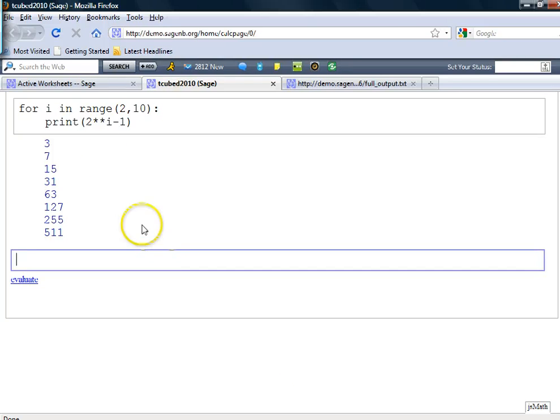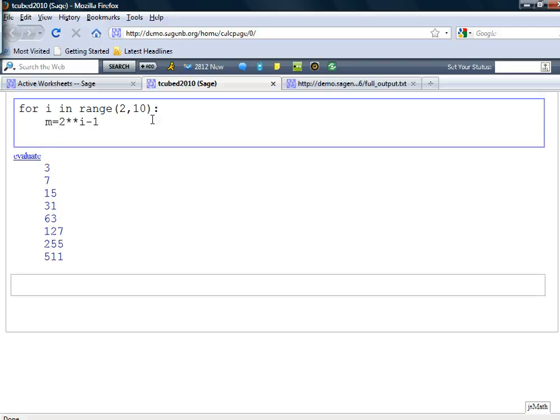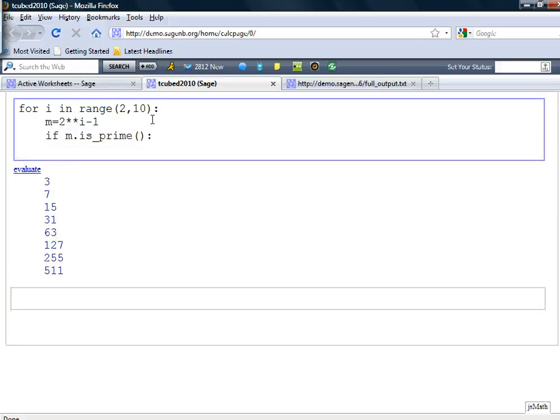How about if I say, instead, let's say m equals that, and then I ask a question. I'm going to question this. I'm going to say if m dot is prime, colon, enter, then print it. So I'm using a variable m to keep track of the number, so I can test it before I print it.